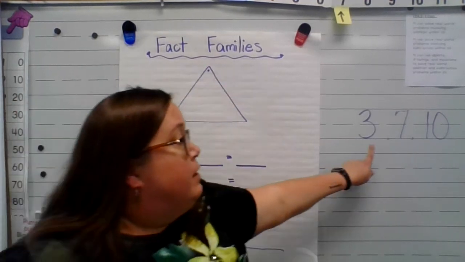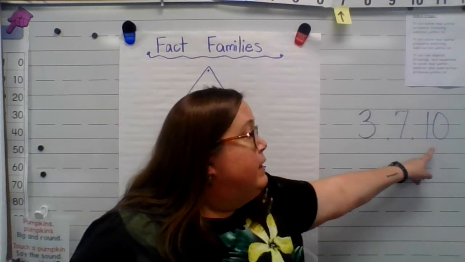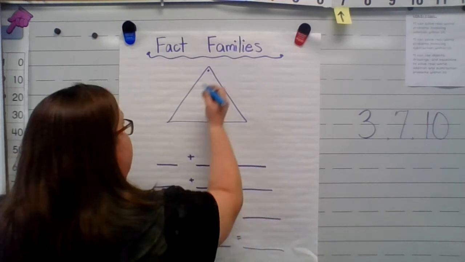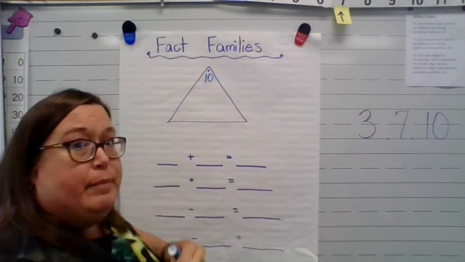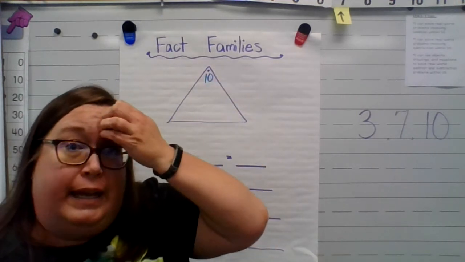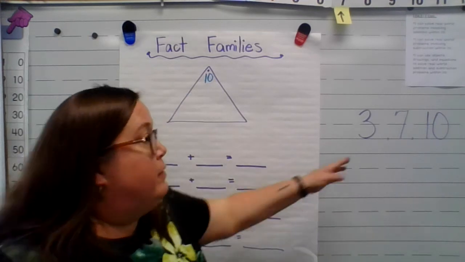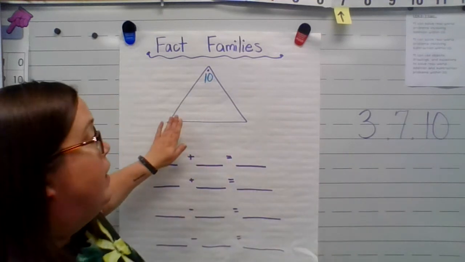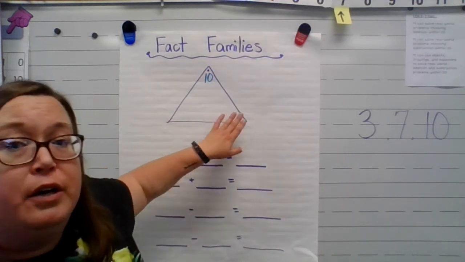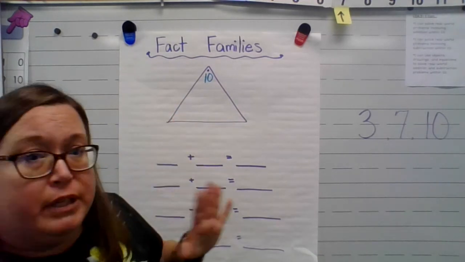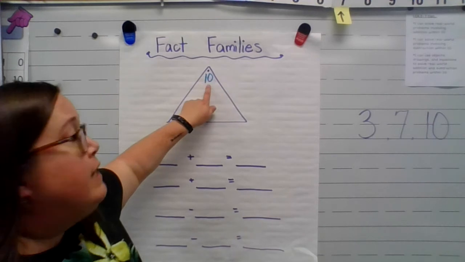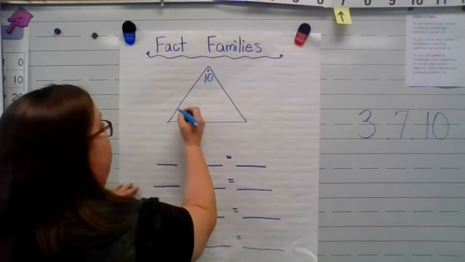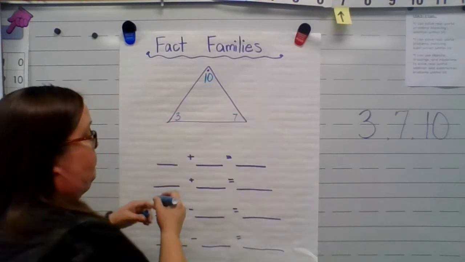Now, if I'm looking at this fact family here, the 3, 7, and 10, the biggest number is going to be the 10. So I'm going to write the 10 up here at the top with the dot. Okay? So the 10 is in the triangle. Now I need to put the 3 and the 7 in the triangle. The other ones, if they're not the biggest number, it doesn't matter where they go. I could put the 3 here, or I could put the 7 here. It doesn't really matter. Just make sure that the biggest number is under the dot. Okay? So the 10 is in there. I'm going to put the 3 here and this 7 here.